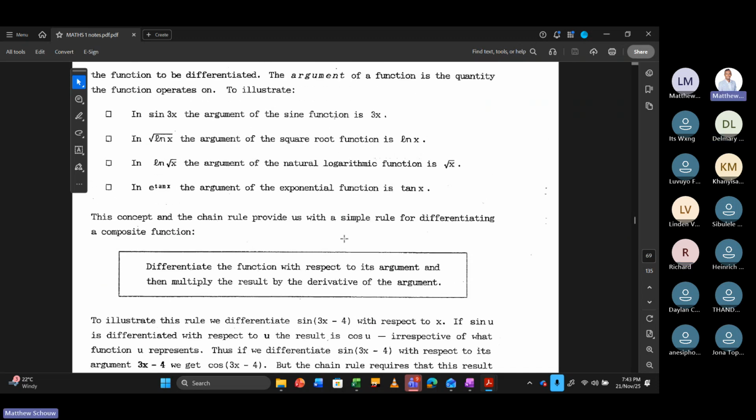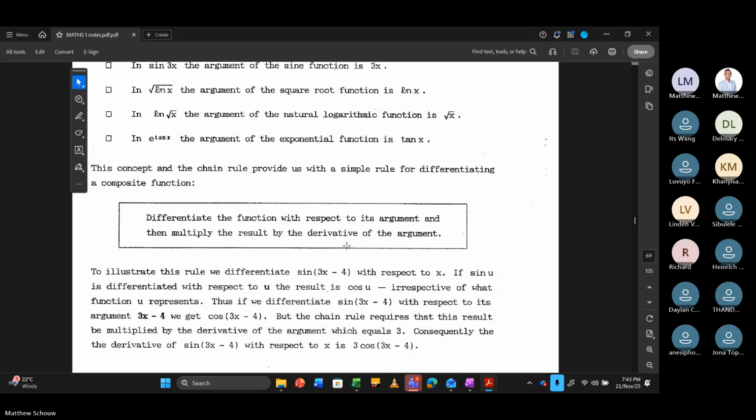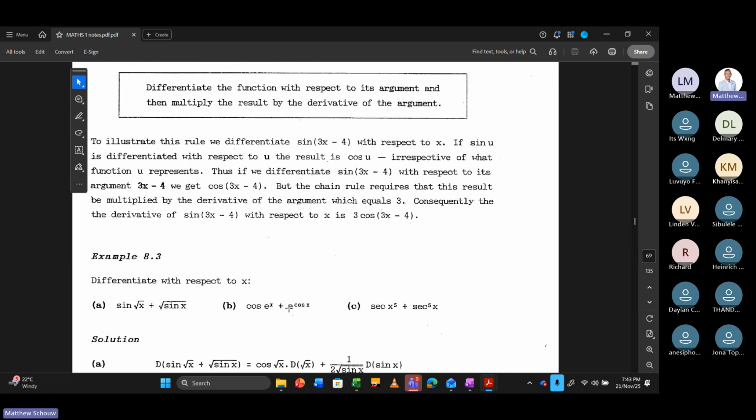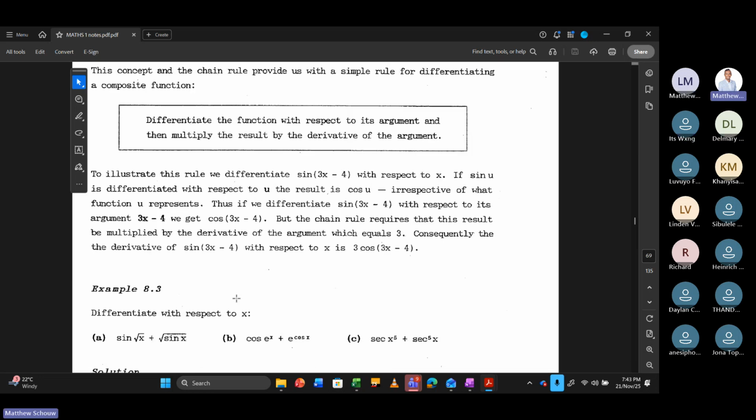Do you understand what that means? So if I look at this over here, sine of 3x minus 4, what is my argument? Looking at this, tell me. 3x minus 4. Exactly, what's in the bracket. Yeah, this is what's key. If I look at e to the cos x, what is my argument over here? Cos x. Okay, so I'm happy we're getting the idea of that.